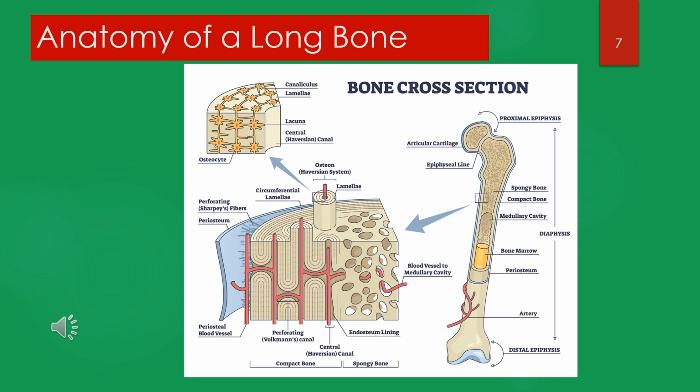Metaphysis is located between the epiphysis and the diaphysis. The metaphysis contains the bone growth plate. This is where new bone originates to add length as a child grows. Diaphysis or bone shaft is the long portion of a bone. Within the bone shaft is the medullary cavity, which is where bone marrow is found. Bone marrow is an important source for both red and white blood cells.